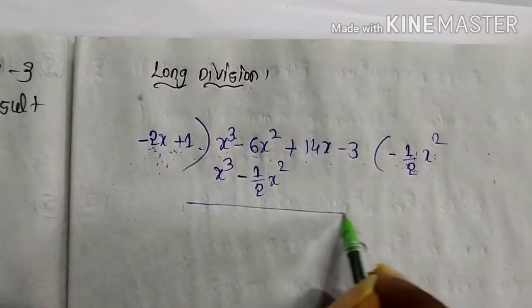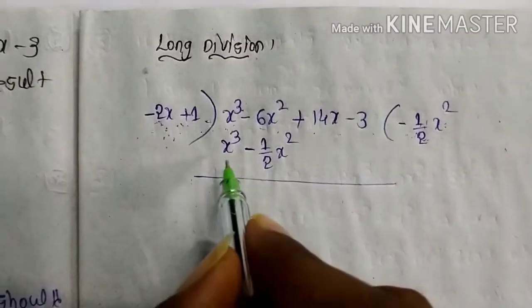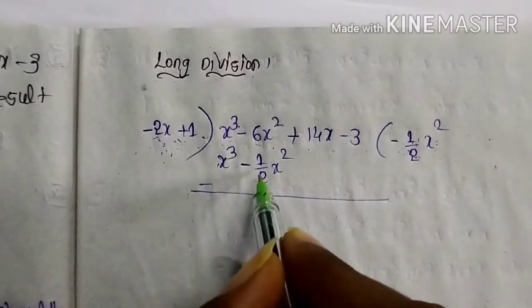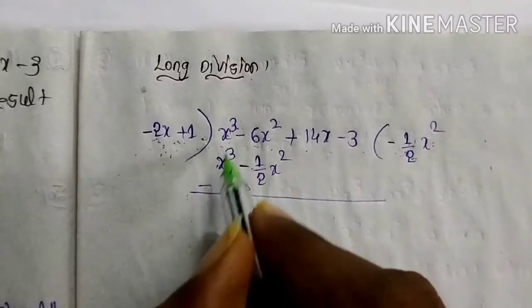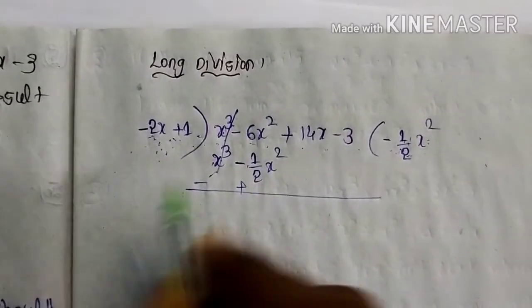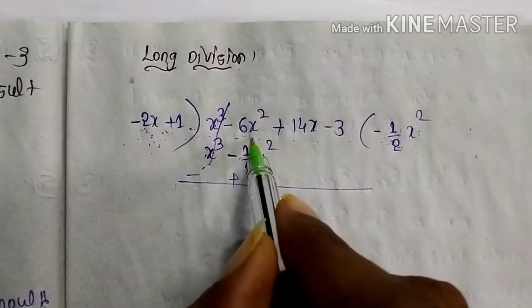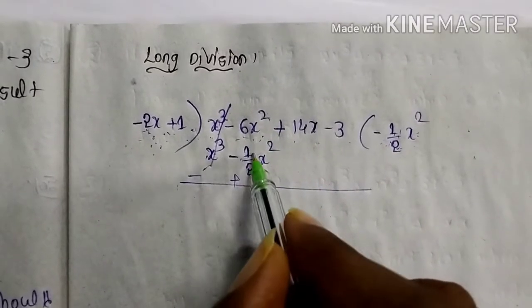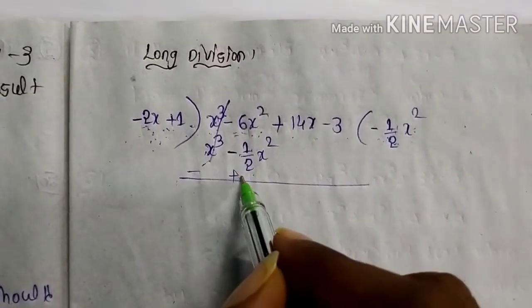Now you can subtract. Subtract means you know that change the symbol. This is plus already, it is minus; minus already, plus. See, x cube minus x cube, you will get cancel, or not? Yes, you are getting how much? Minus 6 x square, here plus 1 by 2. Minus 6 plus 1 by 2. How much will you get?